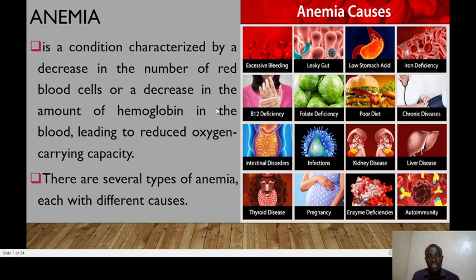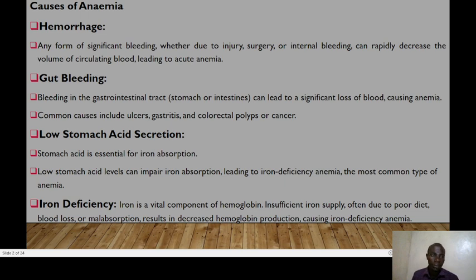excessive bleeding. So how does excessive bleeding cause anemia? Any form of significant bleeding, whether due to injury, surgery, or intestinal bleeding, can rapidly decrease the volume of circulating blood, leading to acute anemia. Whereas GIT bleeding in the gastrointestinal tract, could be the stomach or the intestines, could lead to significant loss of blood, causing anemia. The most common causes of this GIT bleeding could be ulcers or gastritis or colorectal polyps or any types of cancer.